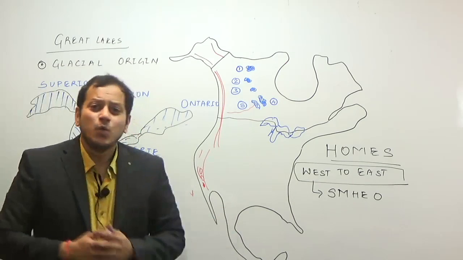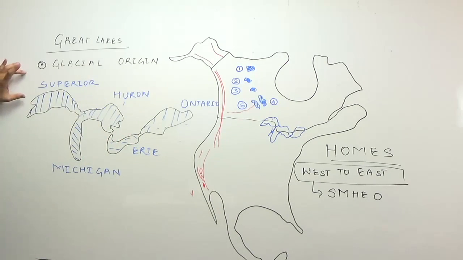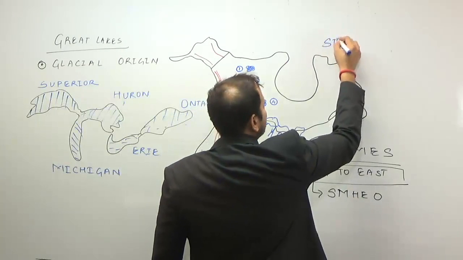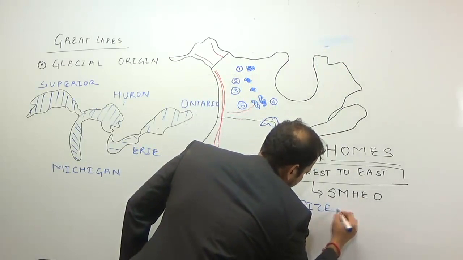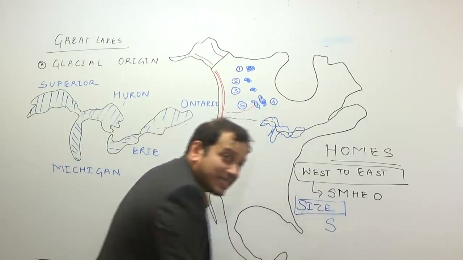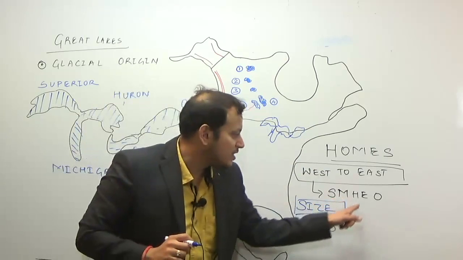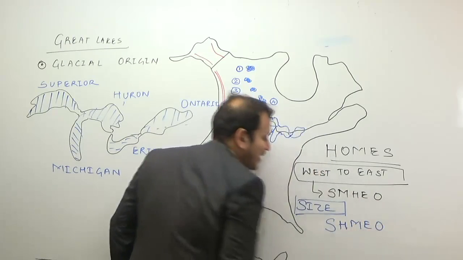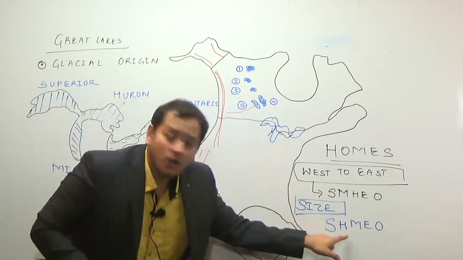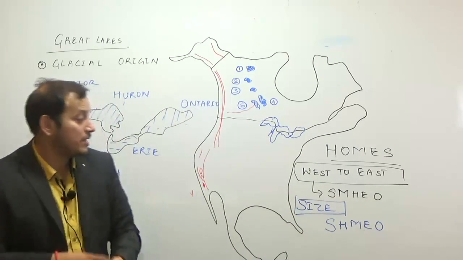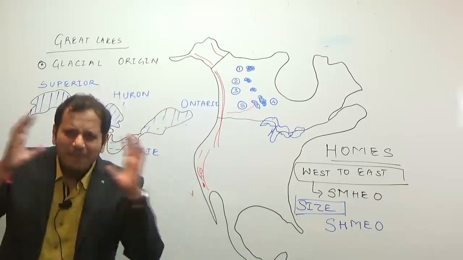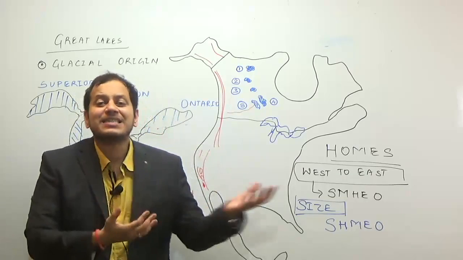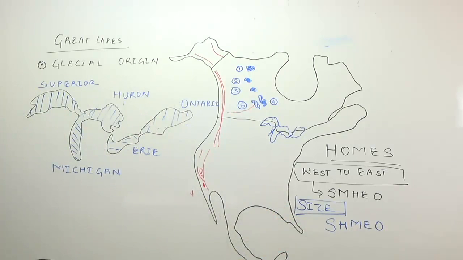But if I ask you which is the largest of all the Great Lakes? From the name itself, you can say Superior. The name Lake Superior has been given because it is the largest of all the Great Lakes. So size-wise, the largest is Lake Superior. After that, how to remember the size? Just interchange M with H, and H with M. It becomes S-H-M-E-O. So, the largest is Superior, then Huron, then Michigan, Erie, and Ontario. But as per west to east, it is S-M-H-E-O. So, have a brief idea of the Great Lakes, S-M-H-E-O, and then size-wise, interchange the places of M and H, it becomes S-H-M-E-O.